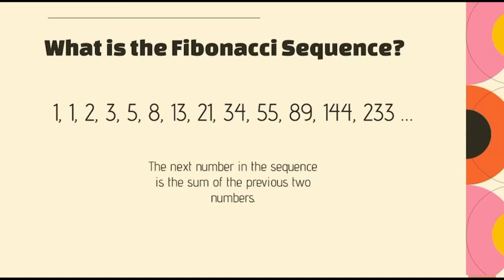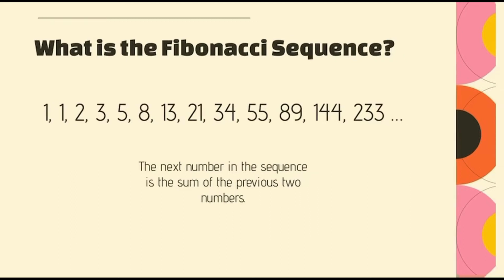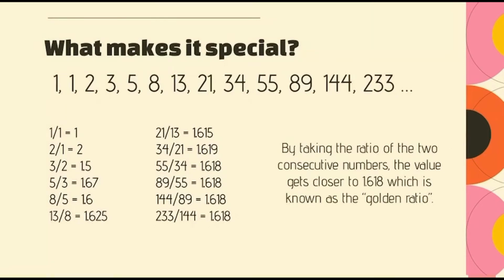In fact, there is another crucial piece of information that can be inferred from this sequence, and this piece of information is what makes it somewhat special. By taking the ratio of two consecutive numbers, this ratio will have a value closer to 1.618. And this ratio is called the golden ratio.